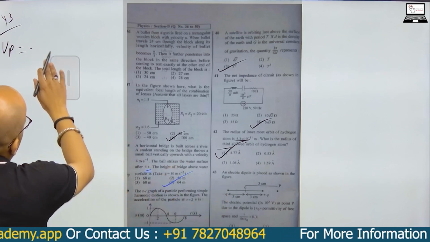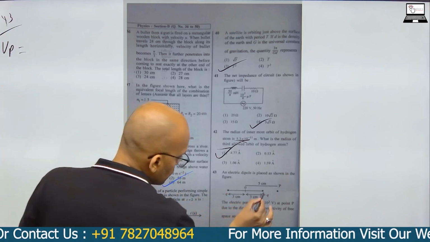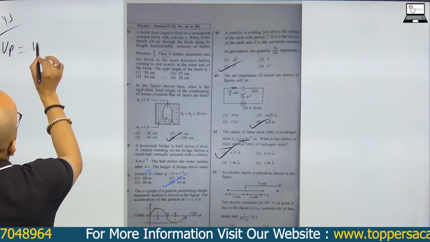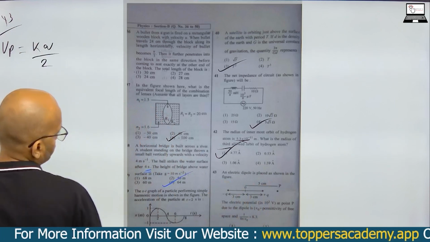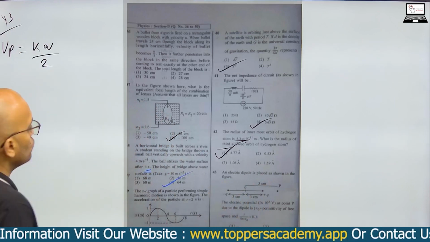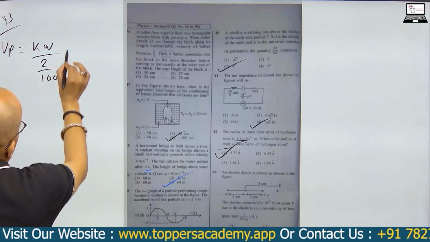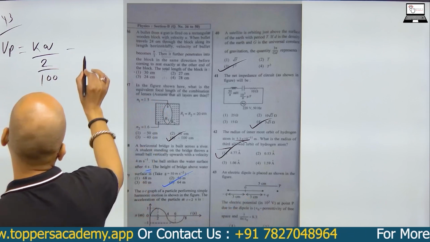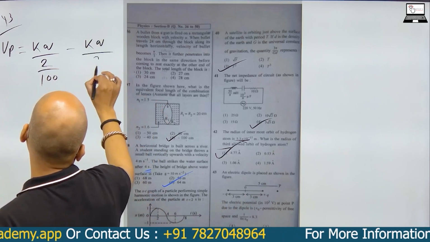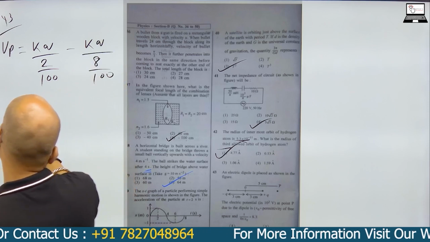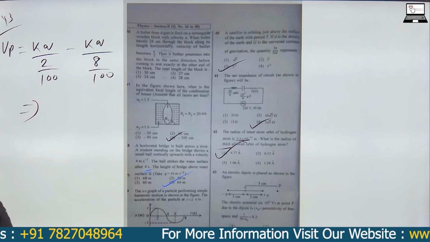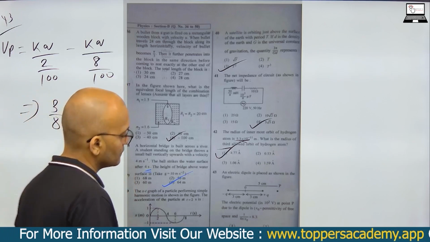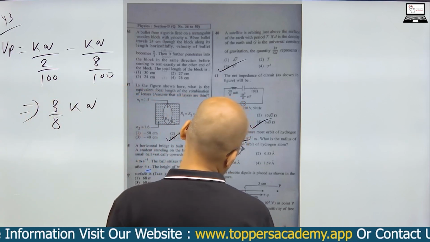And this is positive. First let's write positive. So kq, this much distance is 3, this is 5, 5 minus 3, 2. kq upon 2 divided by 100 minus kq upon 8 by 100. Right? Solve it. 3 by 8 kq. So this is option second, 3 by 8 kq.